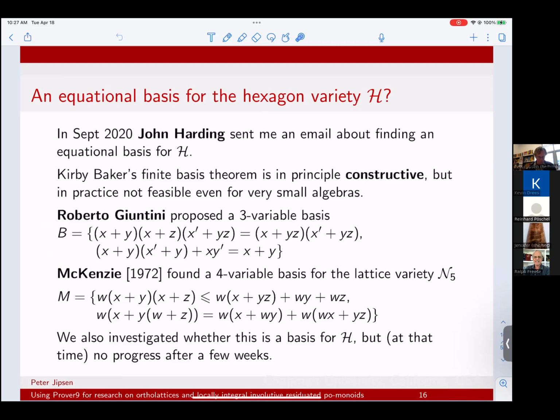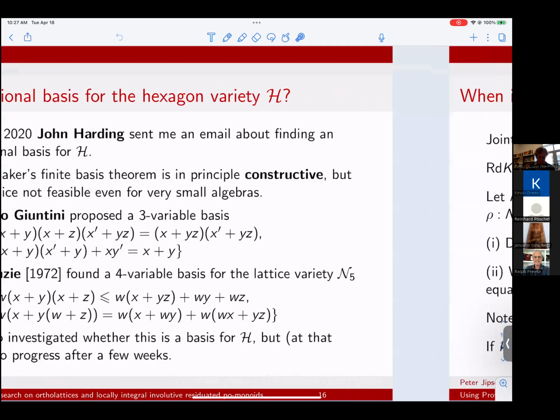And Mackenzie had a basis for N5 in his landmark paper in 1972, and proves that this is a basis of the pentagon. And so that's a natural conjecture that this should be a basis for H. And so when I went on sabbatical January last year, I decided that if I'm in Hawaii and I'm going to talk to JB and Ralph, this is a fun problem. We should try and figure it out.